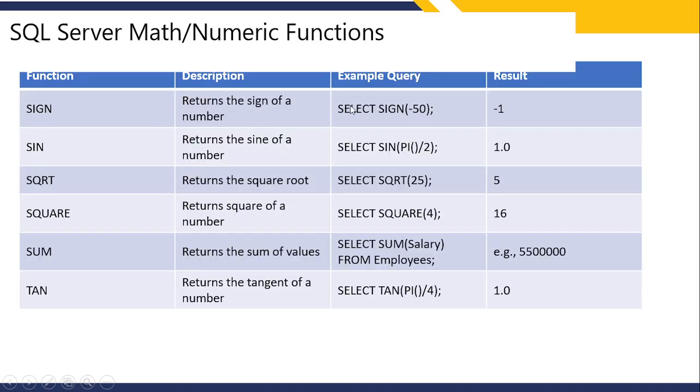Sign gives me the sign of the number. So when I say minus 50, it will give me minus 1. If it is 50, then it will give me 1. And if it is 0, it will just specify 0. Sign will return the sign of the number.